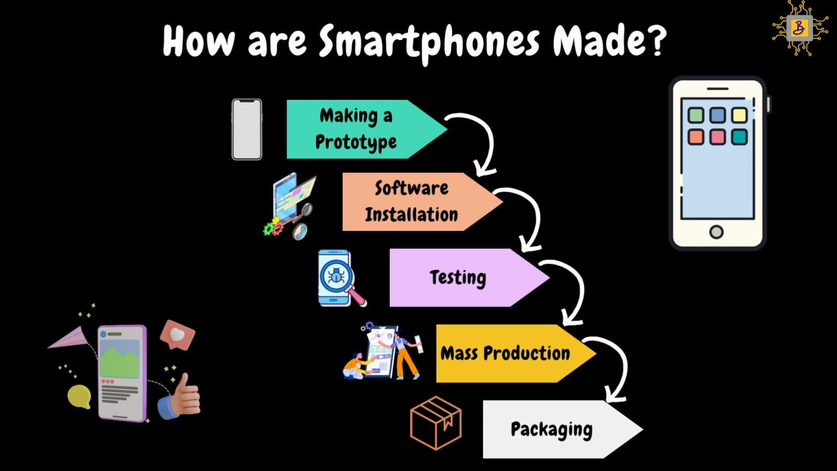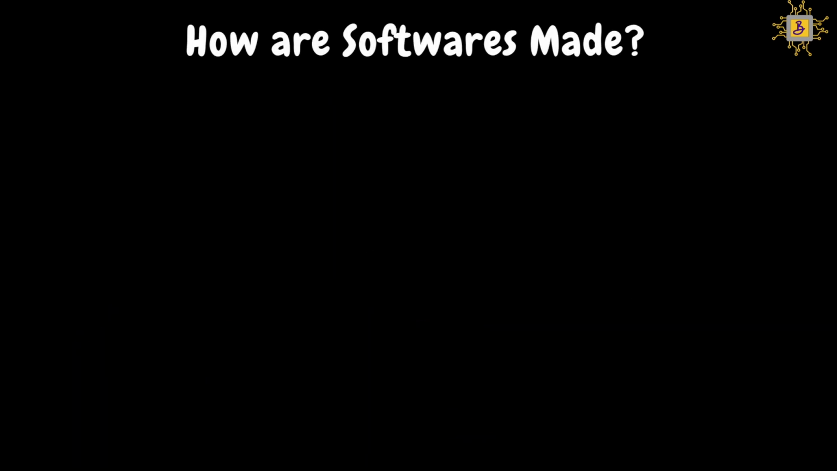So, for building a smartphone, the companies will follow a systematic approach to ensure that they have a better product delivered to the customers. If they don't follow all these phases, then they cannot guarantee the quality and performance of the product, isn't it? Now let's look at how the software is made by tech companies.